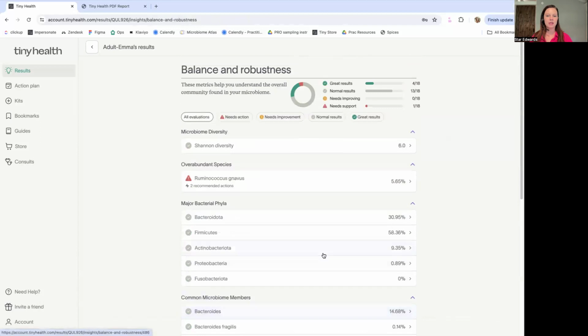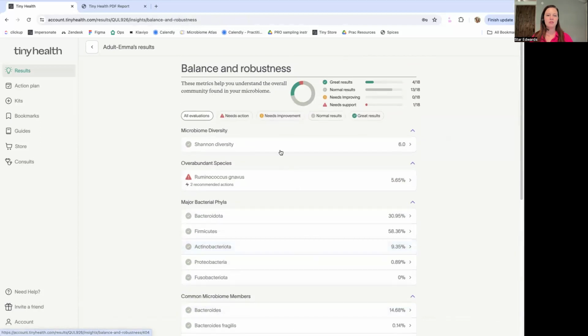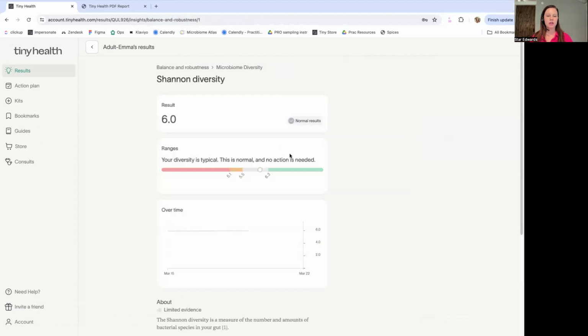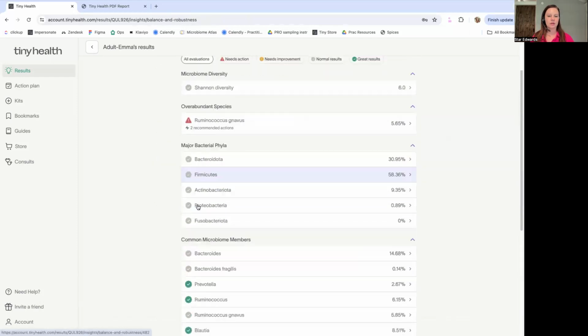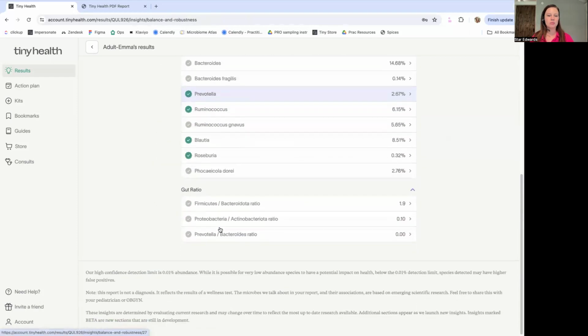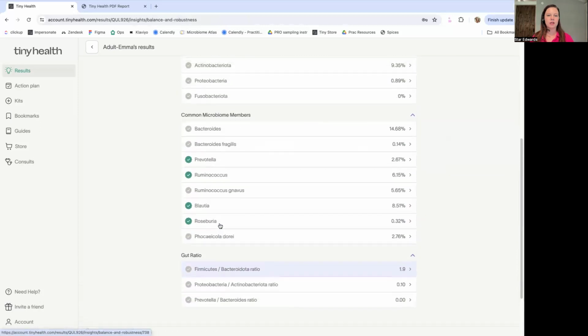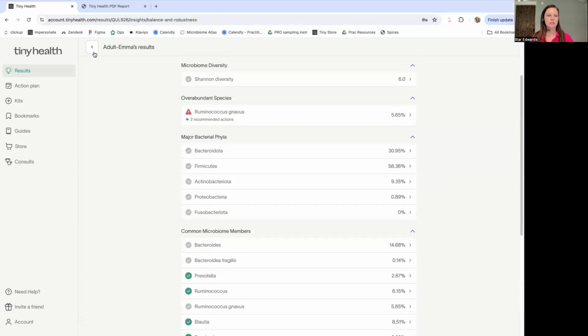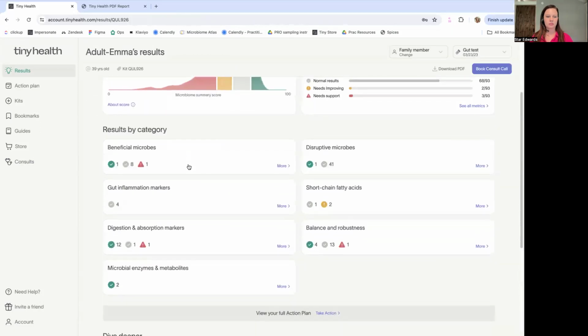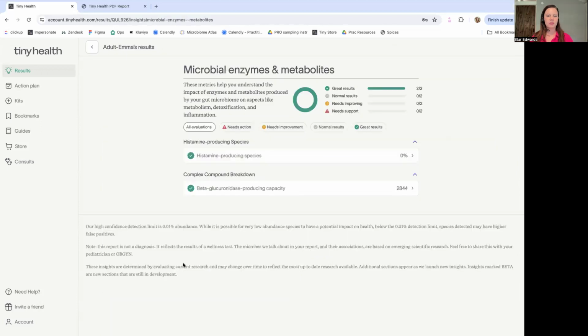We also look at balance and robustness. We have our diversity score here, the Shannon diversity, a measure of how many bacteria or how many microbes are in the microbiome and if they are in the correct balance. We have dysbiosis ratios or gut ratios, and phyla as well. And then we have microbial enzymes and metabolites, including histamine-producing species and beta-glucuronidase-producing species.